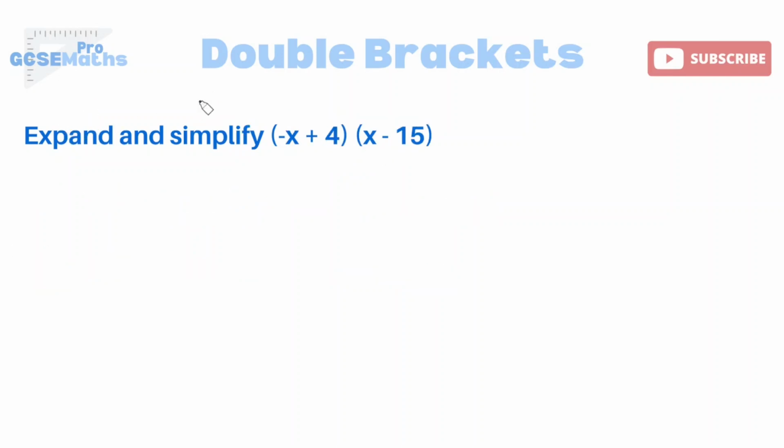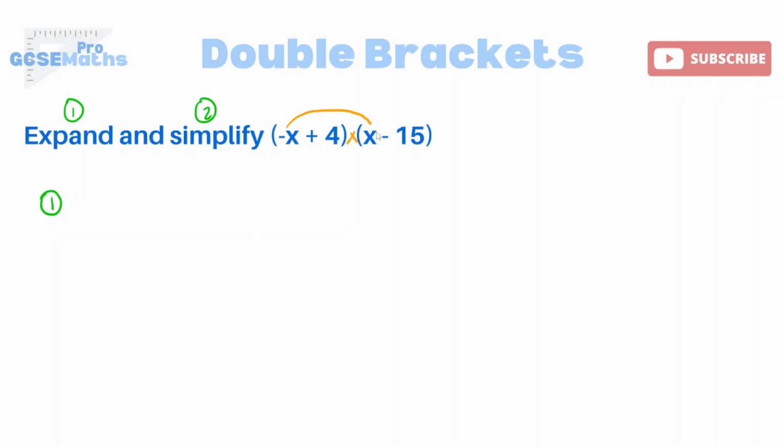Okay, so we're just repeating ourselves again. However, you can see this one's a little bit different because we've got a negative in front of the x, but our process will still be the same. So expand and simplify minus x plus 4 multiplied by x minus 15. So I'm going to do the first 2 terms multiplied together.